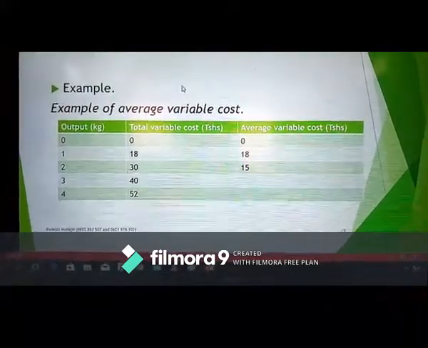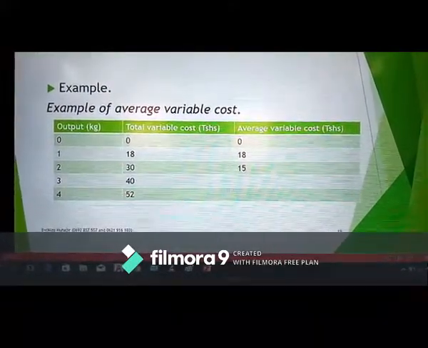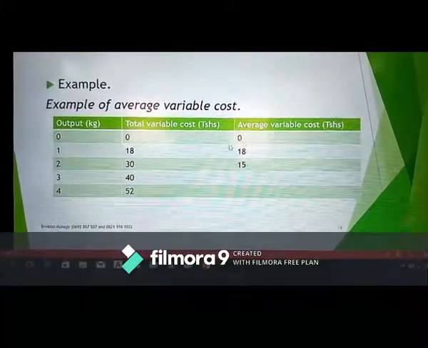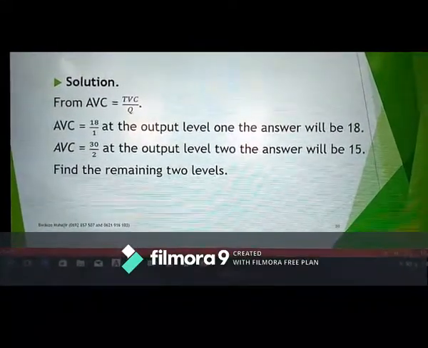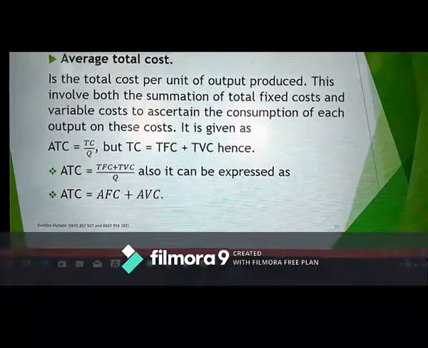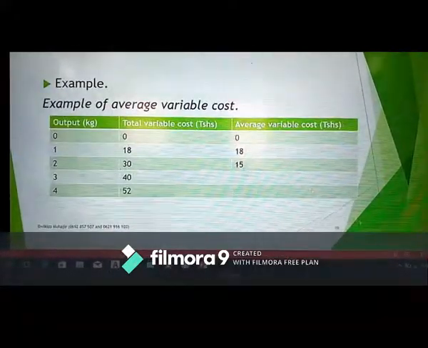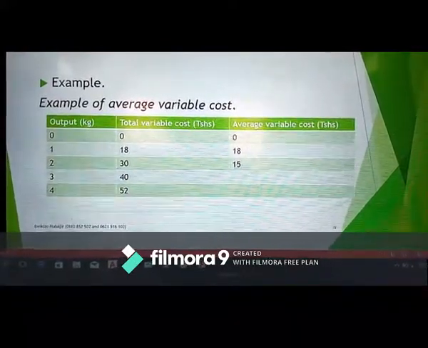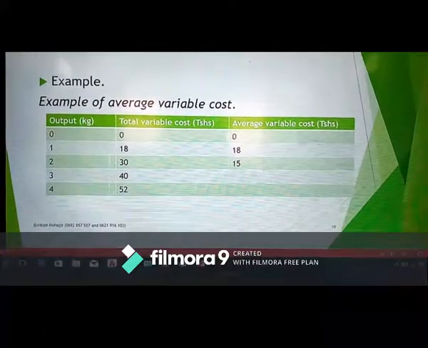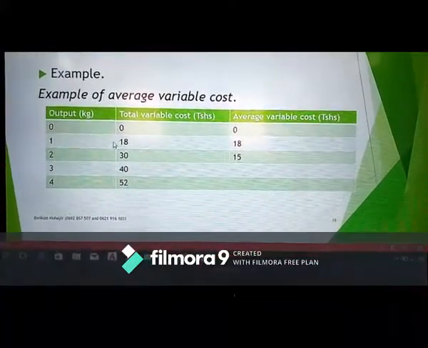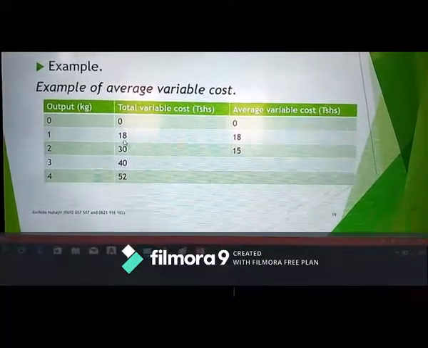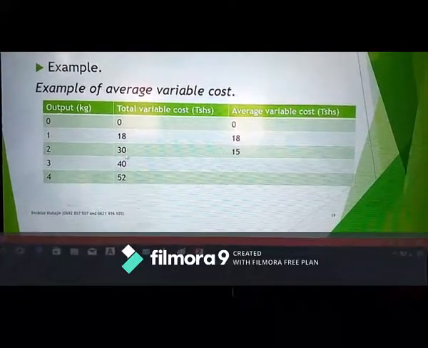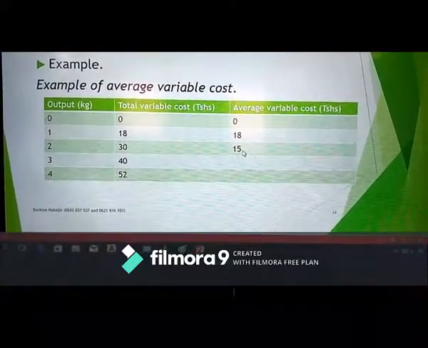Consider the example of average variable cost. At output level 0, no variable cost is incurred, so here there is 0. If there is 0, we also expect the average variable cost to be equal to 0. But at output level 1, we have a variable cost of 18, so we simply take 18 over 1. We get 18. At output level 2, we take 30 over 2, which equals 15.